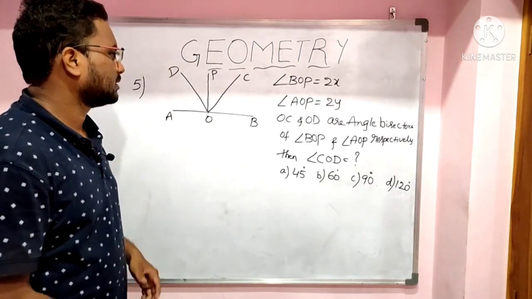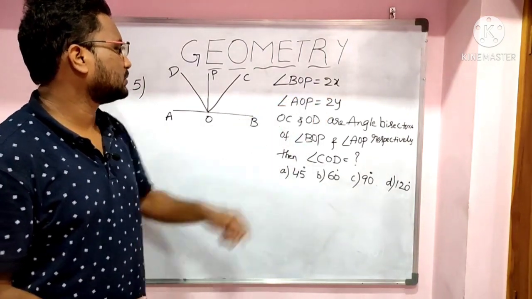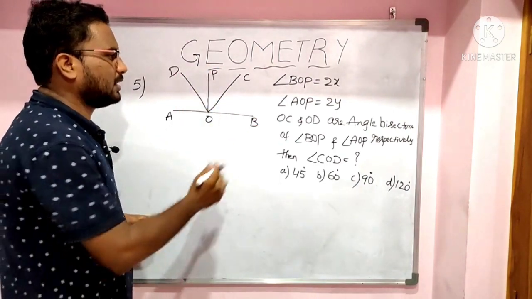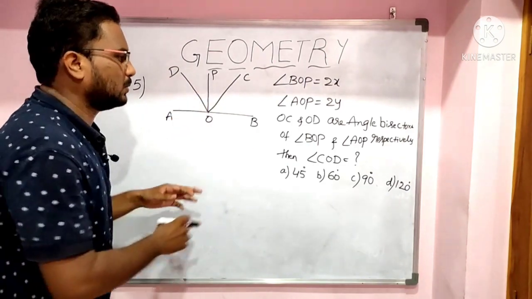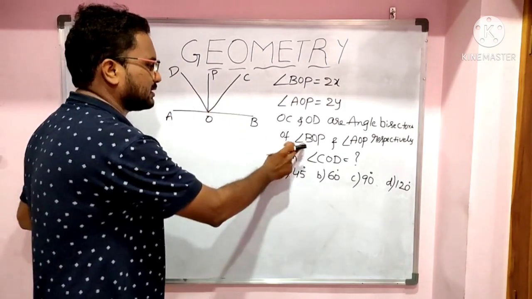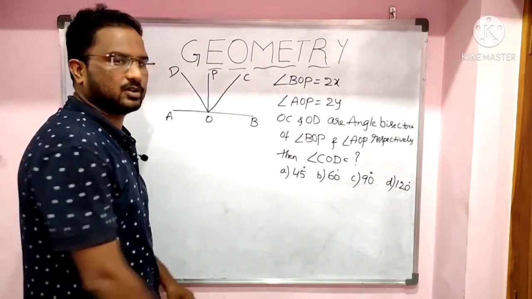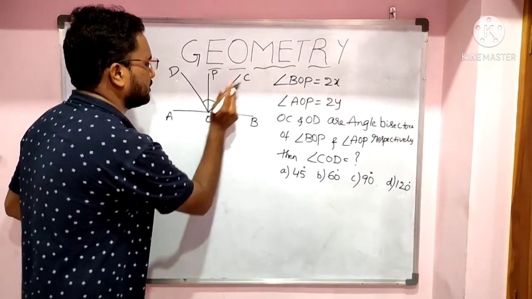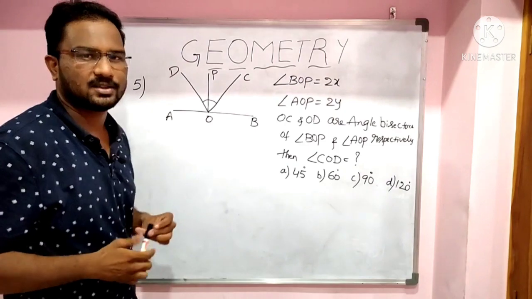Next problem. Here is given a figure and angle BOP equal to 2x. Angle AOP equal to 2y. OC and OD are angle bisectors of angle BOP and angle AOP respectively. We need to find angle COD. This angle we need to find. So first of all, what is an angle bisector?